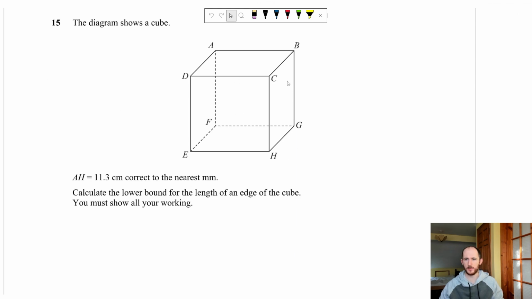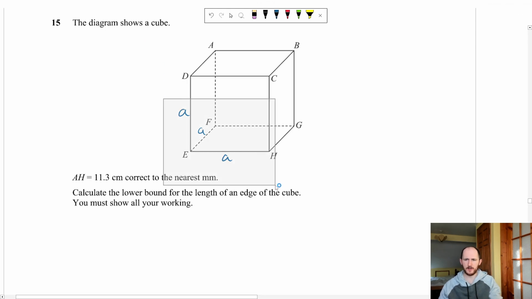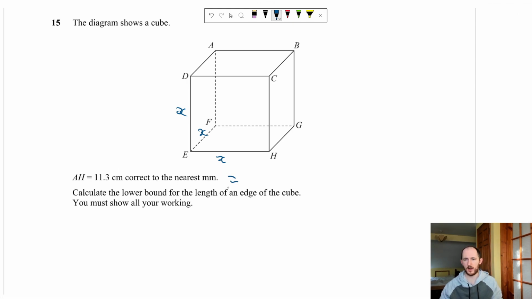So we have a cube, and of course the important thing with the cube is that all sides are the same. So all of these lengths here are all some length. We should call it, I don't know why I called it A actually, let's call it X. X and X. And it says AH, which is this diagonal length here, is equal to 11.3 centimeters, correct to the nearest millimeter. So what I would actually do is write that in terms of millimeters first. That just helps me make sure I don't make a mistake with the bounds. And it says calculate the lower bound for the length of an edge of the cube.